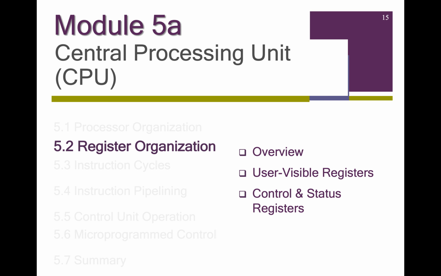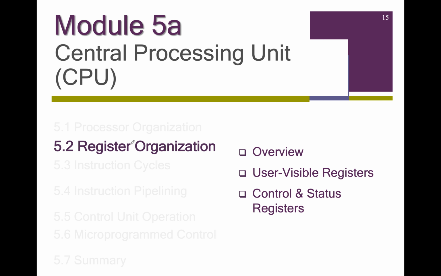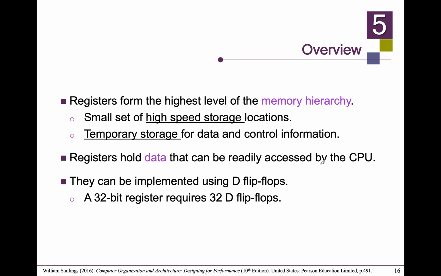As we already looked into 5.1, now we're going to go on to 5.2. What we're going to cover is the overview, the user visible register, and the control and status register.